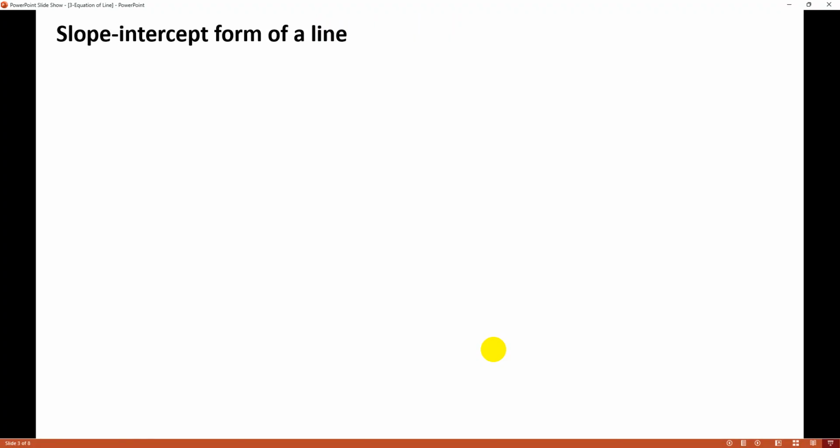So let's start with the slope-intercept form of a line. This will be the equation we will use, where m is the slope and b is the y-intercept. So y equals mx plus b.